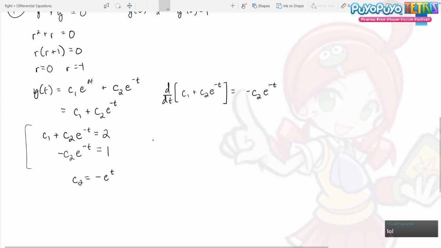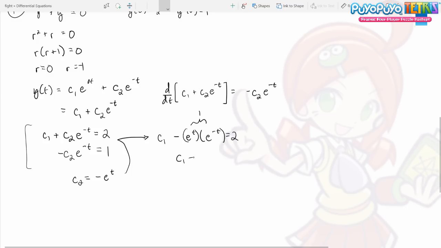And if you plug that back into here, you get c1 plus negative c1 minus e to the t times e to the 2. But doesn't this just equal e to the 0, which is just 1? So then... Right? Wait, t equals 0 for them both. Hmm.